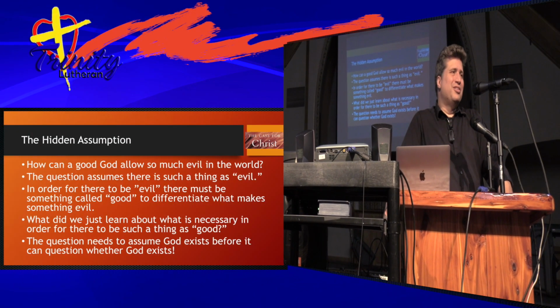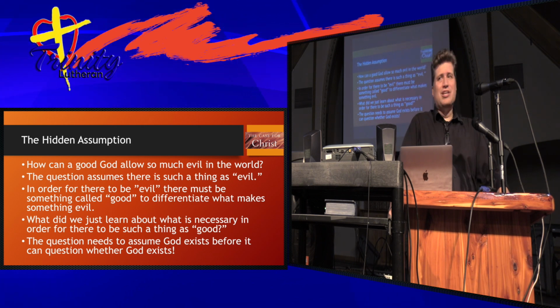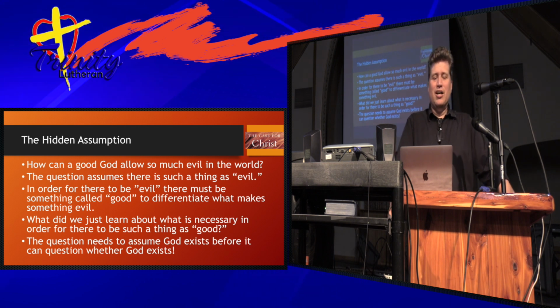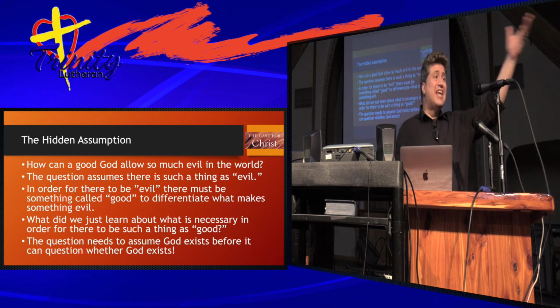And one of the number one reasons builds on what we talked about with the moral argument, and that's the hidden assumption. He gave you a quote from C.S. Lewis that you always got to look for the hidden assumptions. The question is, how can a good God allow so much evil in the world? Well, there's a hidden assumption to this question, that there is such a thing as evil. Well, in order to be evil, what is evil? In order for there to be such a thing as evil, there has to be such a thing as good. Because otherwise you don't know what's evil unless you have a standard to compare it to.